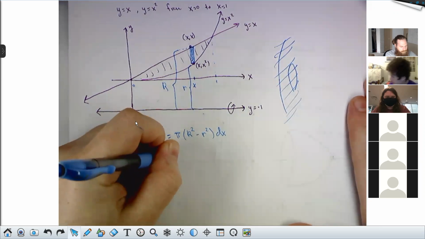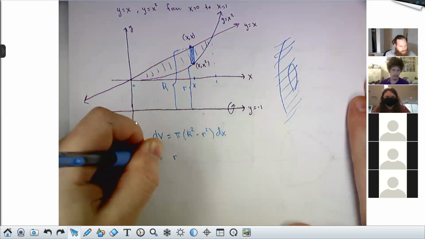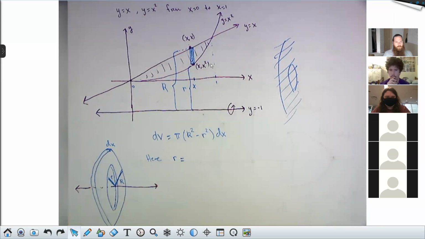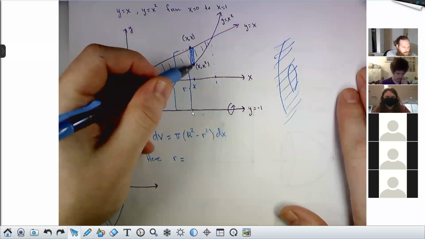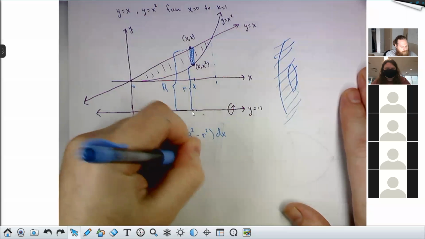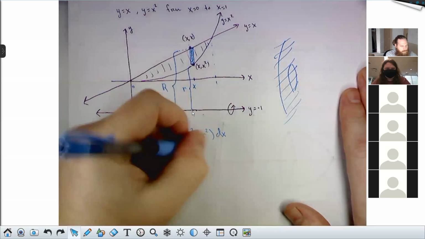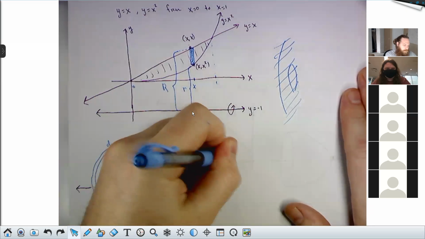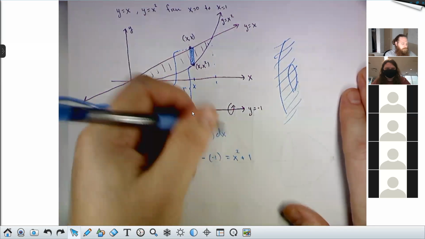What is little r? So here, little r is what? What is the vertical distance from the near end of the strip all the way down to the axis of rotation? X squared minus -1. Beautiful, that's exactly perfect. It's the y value here minus the y value here. The y value here is x squared, and then I have to subtract off the y value here, which is -1. So this is going to be x squared plus 1.